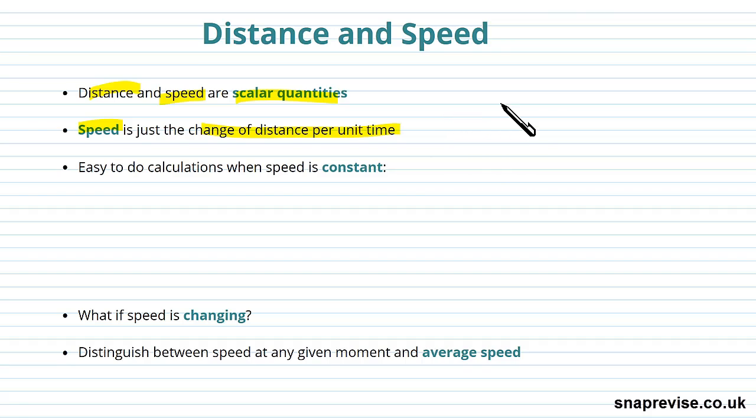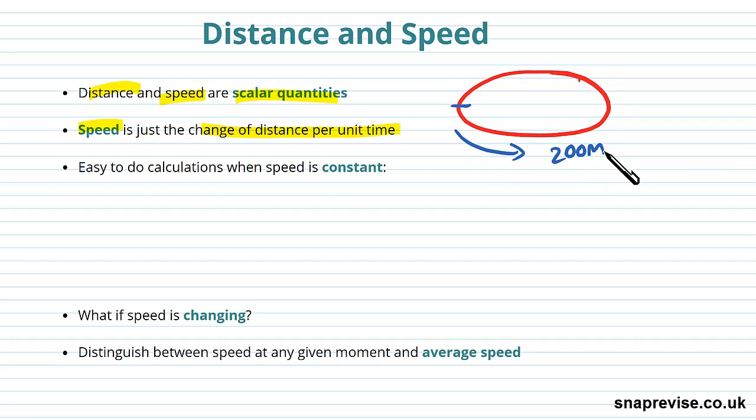My frequently used example is if we have a running track like this, say, and you start here and finish in the same place, you run around it, and it's 200 meters. We find the distance travelled is simply 200 meters, as we've gone all the way around the track back to the beginning. And the speed is the change of distance per unit time. Well, this is really easy to do when the speed is constant.